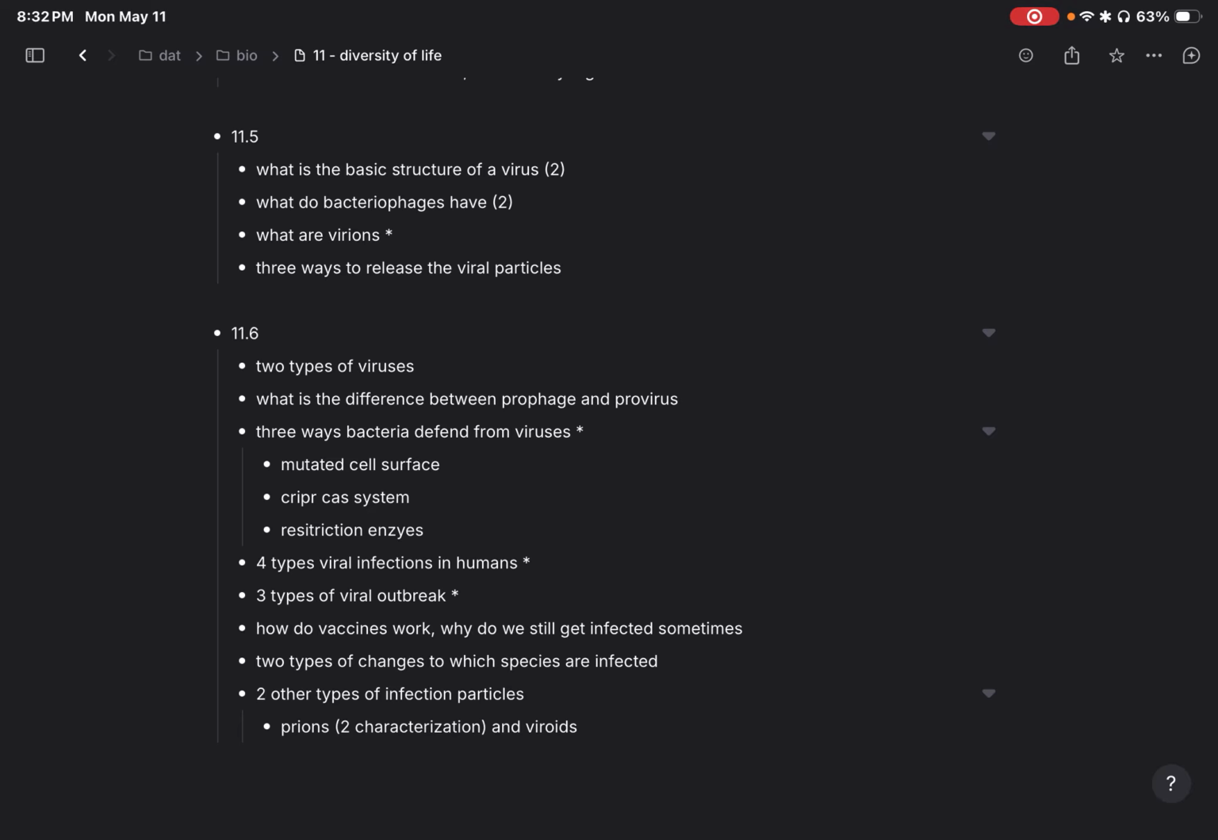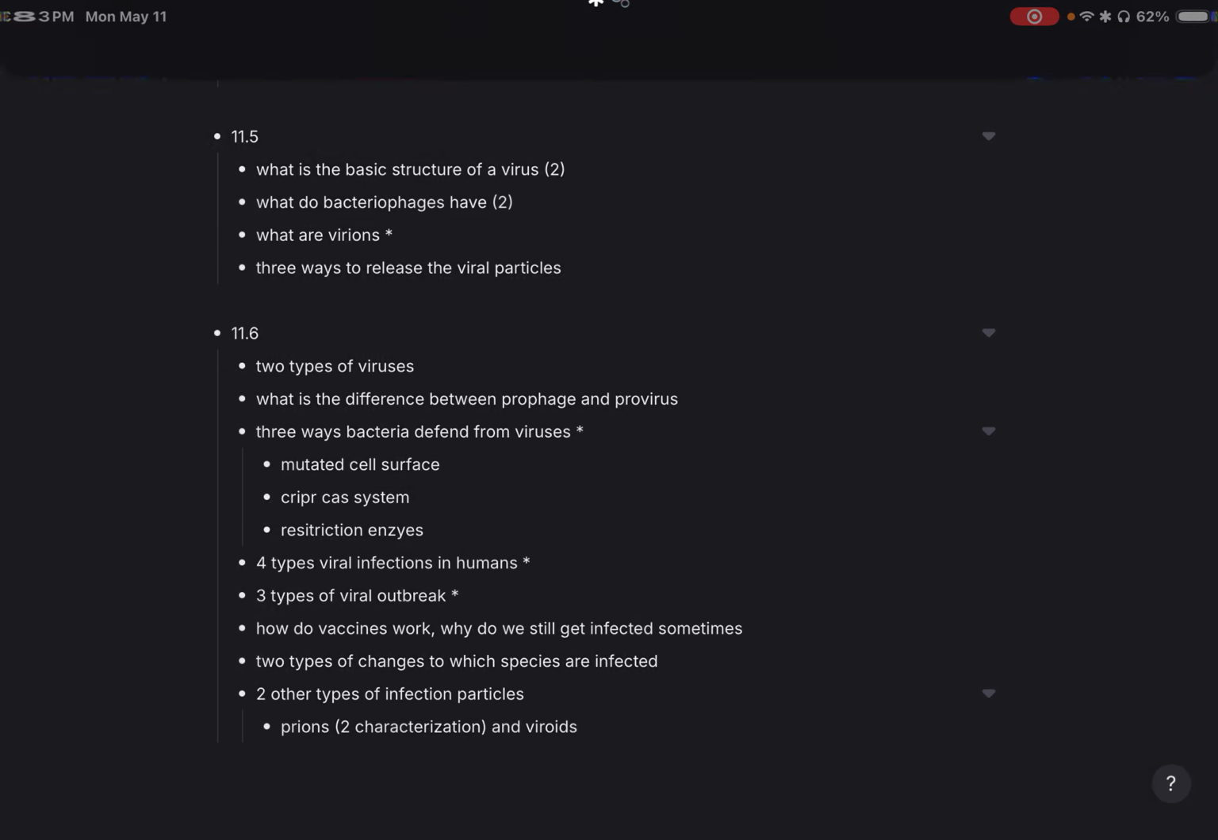Okay, so prions. Prions are misfolded proteins that cause other proteins to get misfolded. One characteristic is that they're really hard to denature. They're able to stay at high temperatures, and the other one is that they last a long time. Viroids are small ssRNA that infect plants, and they'll cause diseases. So yeah, that's pretty much all for today. See you, goodbye.